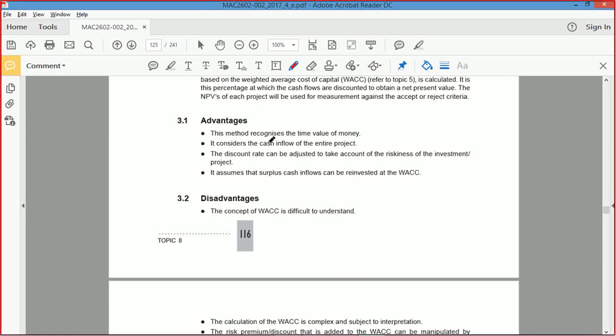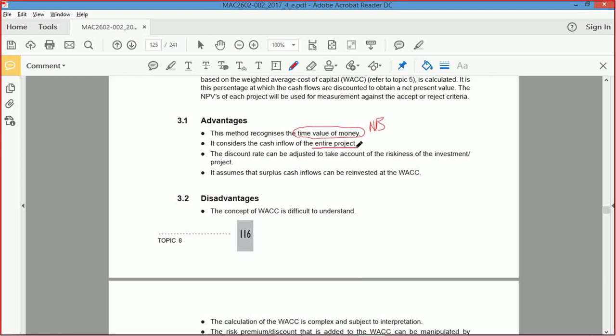Okay, they talk about advantages here. So why is NPV better than all the other measures? So why is it better than payback period? Why is it better than the average return? Well, the first thing is it takes time value of money into consideration. And that's a big thing. Okay, because we know that money today is worth more than money in the future, right? Yes, sir. Okay, so that's the first advantage.